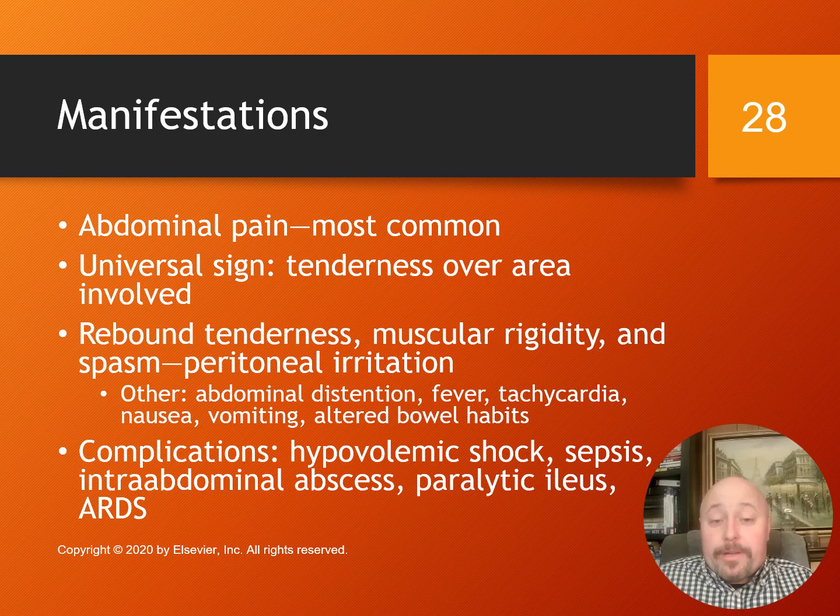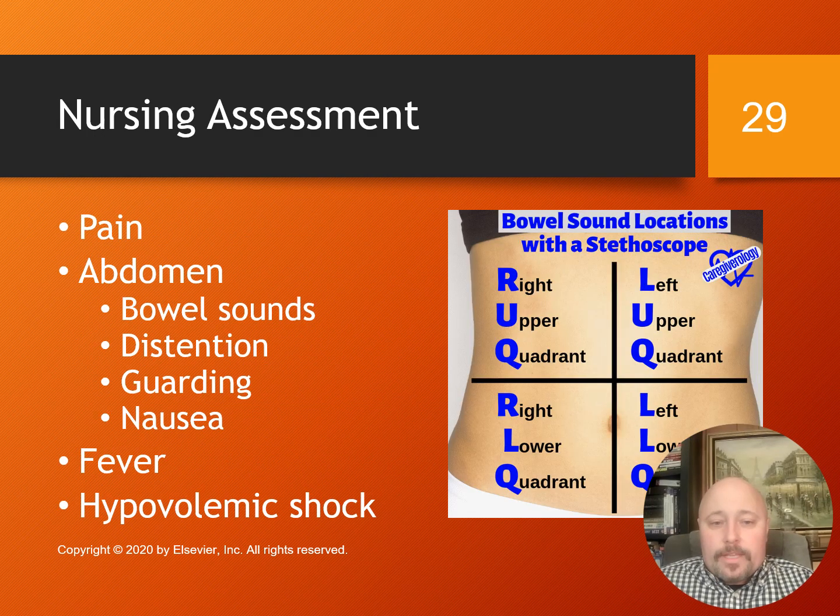Abdominal pain is going to be your most common manifestation, with that universal sign being tenderness over the involved area. They may also have rebound tenderness, meaning they have pain when pressure is relieved from it. Other complications include hypovolemic shock, sepsis, intra-abdominal abscesses, paralytic ileus, and ARDS. During that nursing assessment, we're going to listen to bowel sounds and also assess for distension, guarding, nausea, fever, and hypovolemic shock.